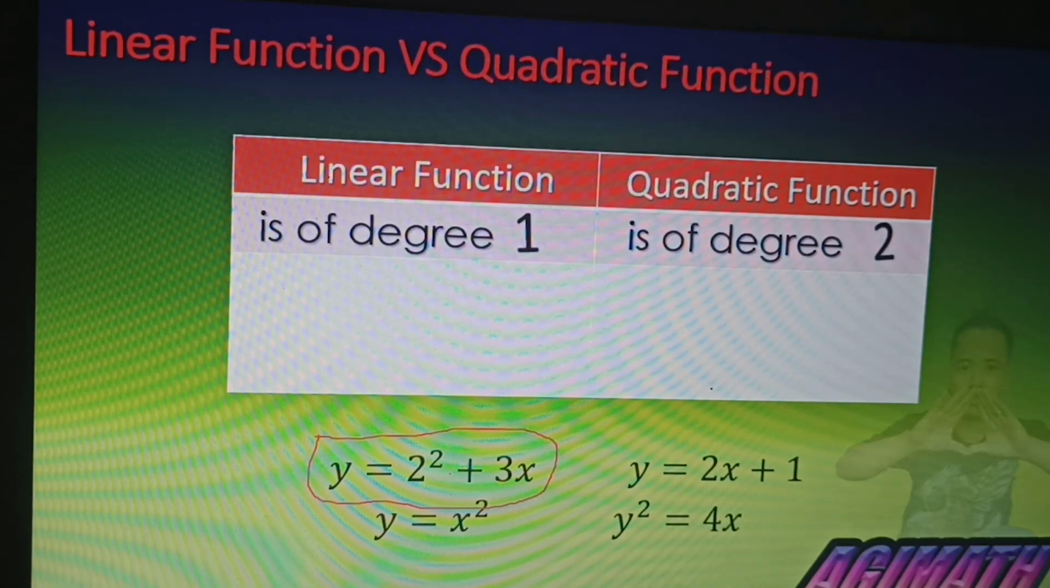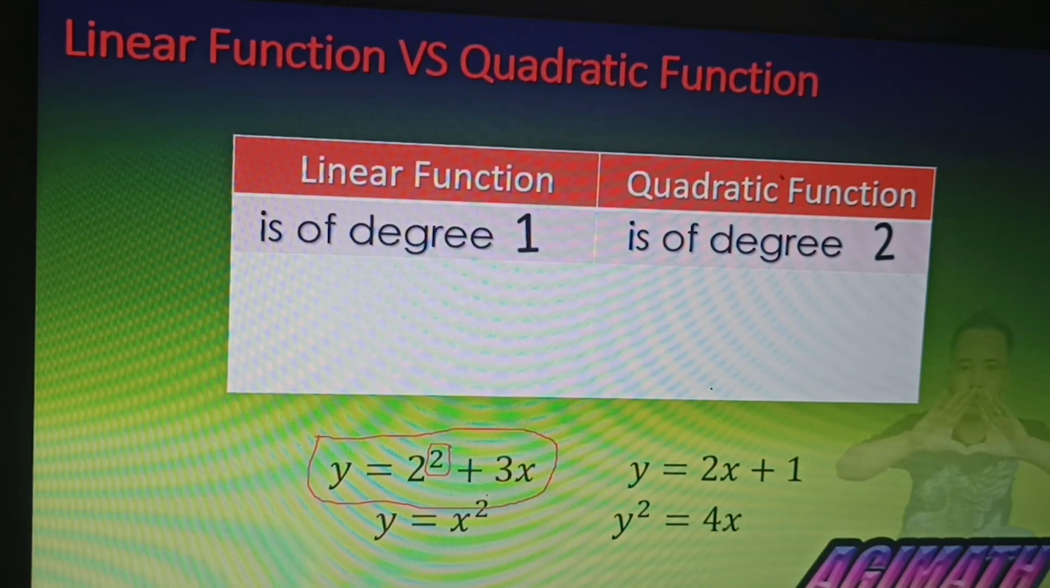Mathematics is full of tricks. When you look at the equation, you might be tempted to say, sir, it's a quadratic function because the highest exponent is 2. And that's one of the most common mistakes I encountered. Again, when we say quadratic function, it is of degree 2. When we say degree 2, the exponent 2 should be on the variable, not on the number. It should be on the variable.